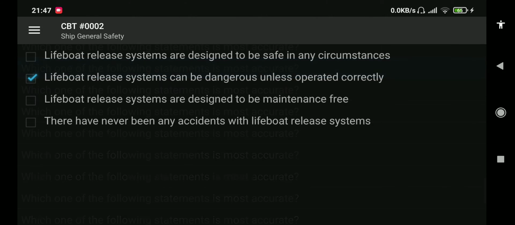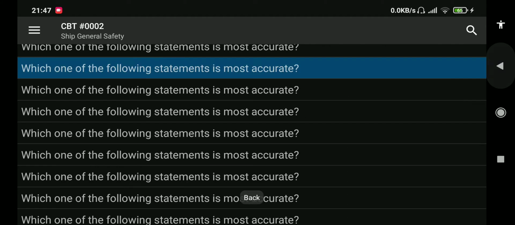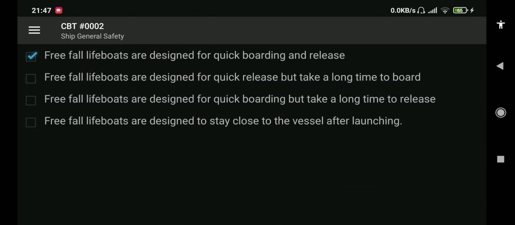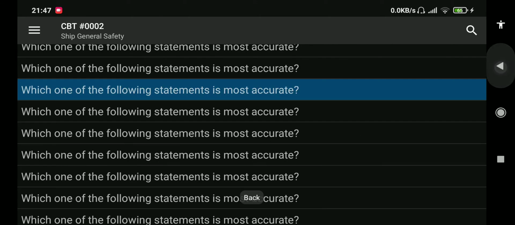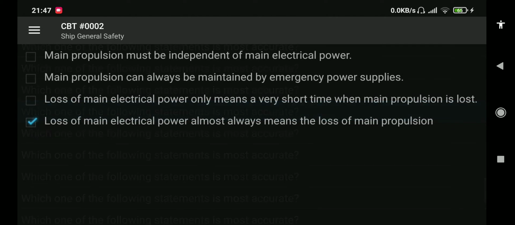Next, lifeboat release systems can be dangerous unless operated correctly. Next, free fall lifeboats are designed for quick boarding and release. Okay, that's the answer for emergency purposes. Next, loss of main electrical power almost always means the loss of main propulsion.